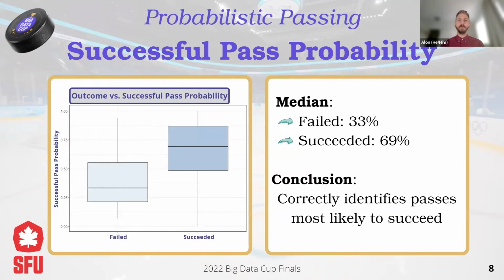We can then compare our successful pass probability for the passes that succeeded against those that failed. We can clearly see that our method is able to highlight angles which are most likely to be received by a teammate and separate with good performance between successful and failed passes.